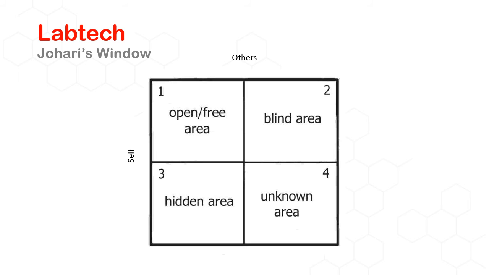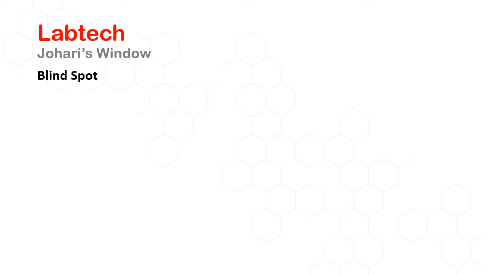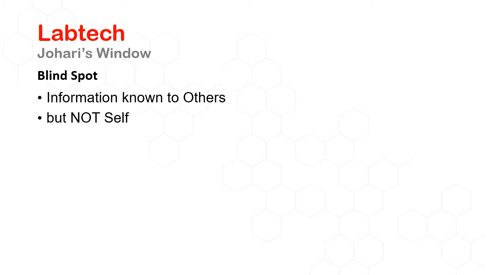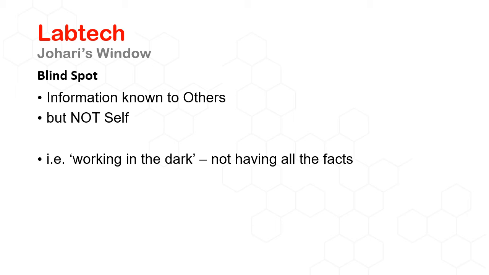The next area to think about is blind, so sometimes called the blind spot. So we all have blind spots, and this is information which other people know, but we don't know. So my example here is maybe working in the dark. You may be busy selling some nanodrops, but I know that we're going to lose the nanodrop contract in a week's time, and all your hard work is in vain. So that's not helpful for you. It's not helpful for the group.